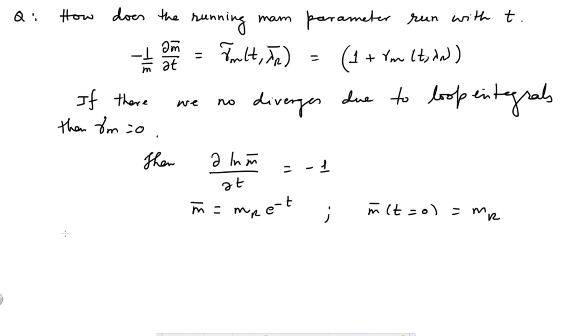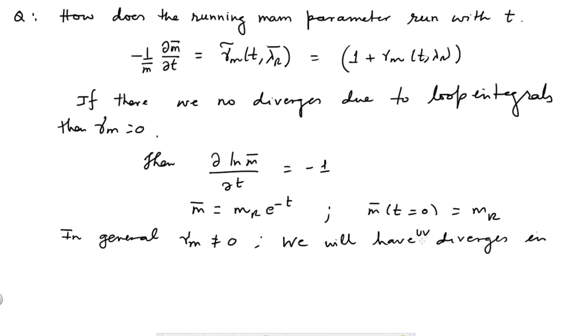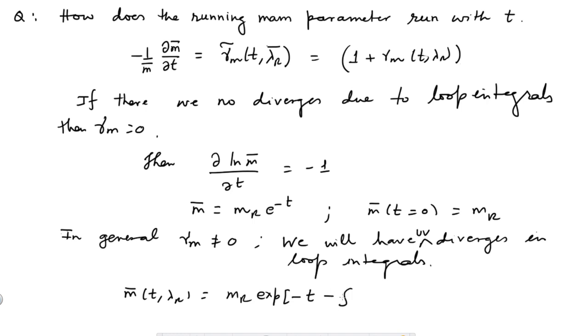Now, in general, gamma m would not be equal to 0, because we will have divergences in the loop integrals, ultraviolet divergences in the loop integrals in general. So in that case the result m bar will be m r e to the minus t, but it will be the following: m bar of t, lambda r would be m r exponential minus t. This is still this result, but then a correction due to the effect of renormalization, which is this. So you can integrate the above equation and you'll get the following.